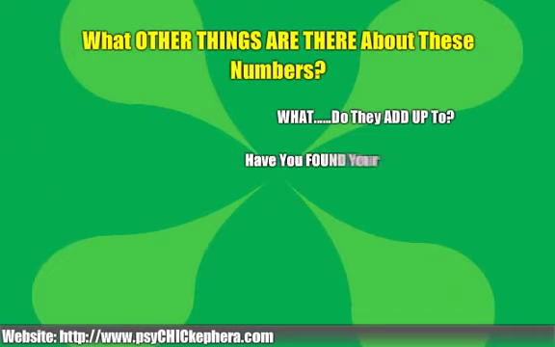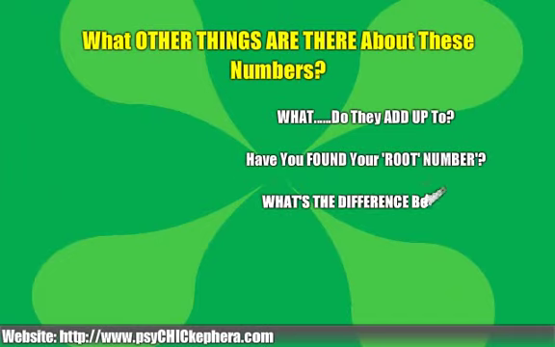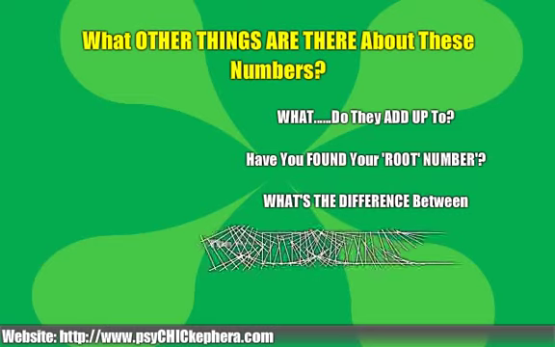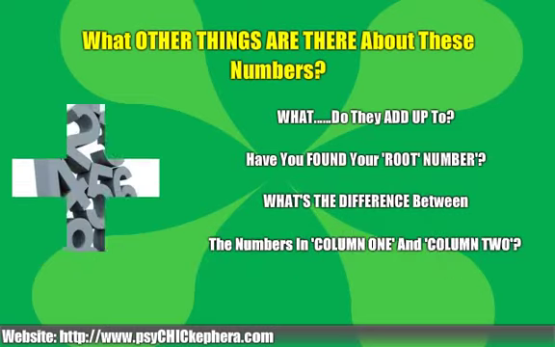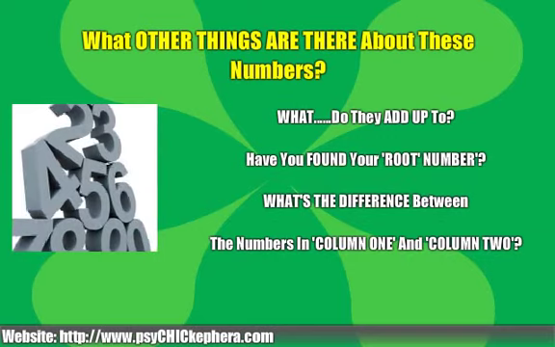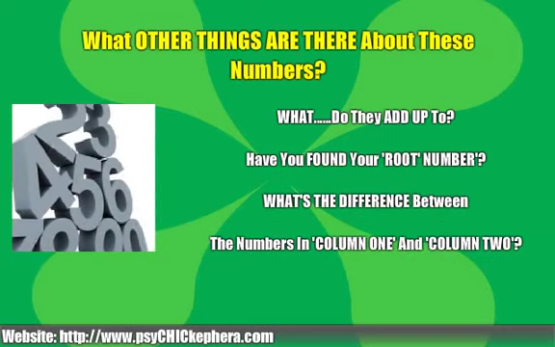Yes, all of the numbers in column 1 do add up to 4, but what about the numbers in column 2? They all add up to 13. Yes, this is true. But go ahead and add them one more time, please. I'll explain in a minute.